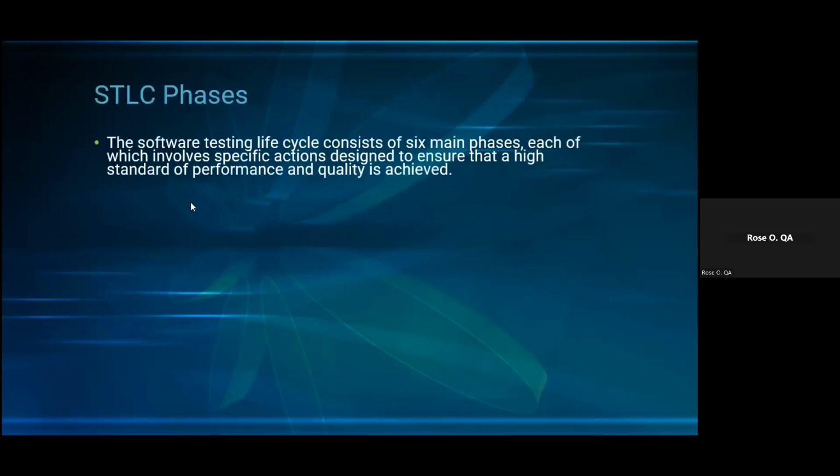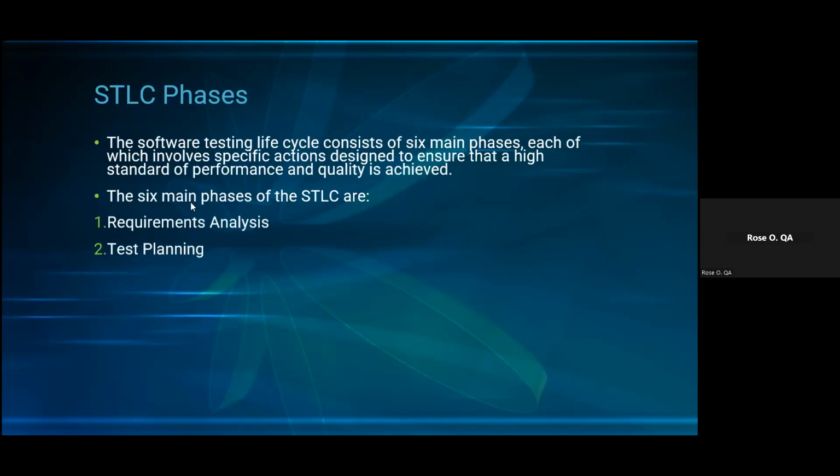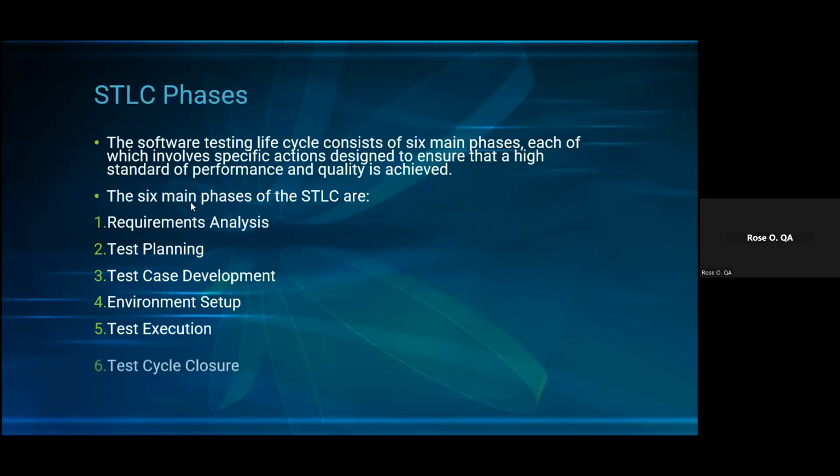So the phases. Now we're talking about the software testing life cycle. It consists of 6 main phases, each of which involves specific actions designed to ensure that a high standard of performance and quality is achieved. The 6 main phases are: one, requirement analysis, test planning, test case development, environment setup, test execution, test closure, test cycle closure.